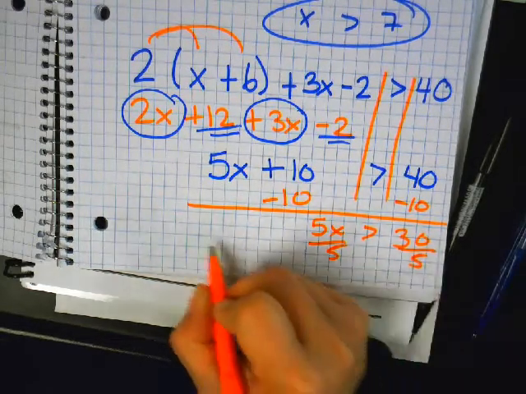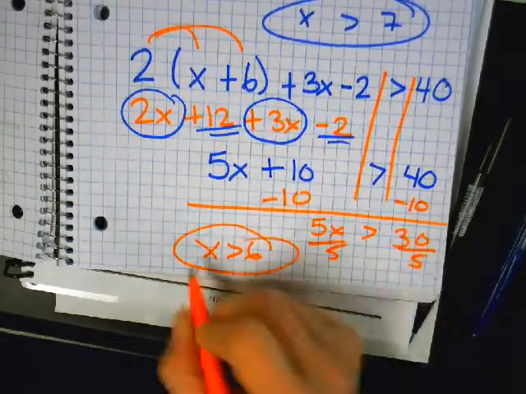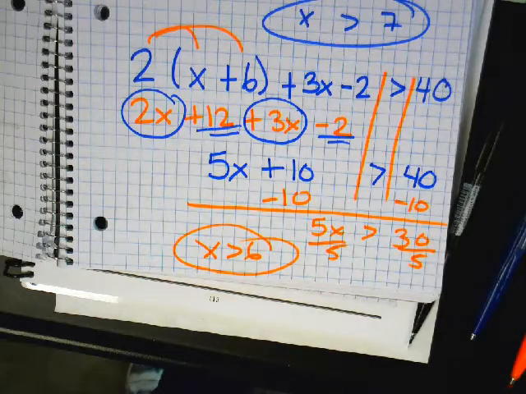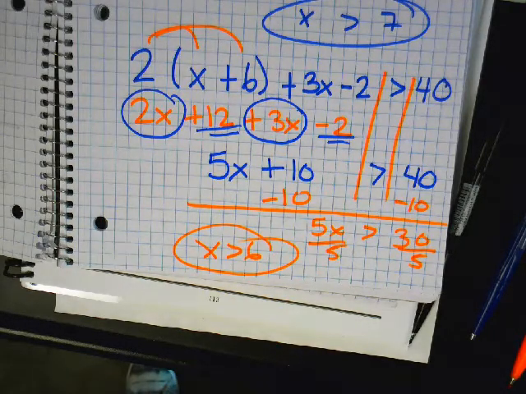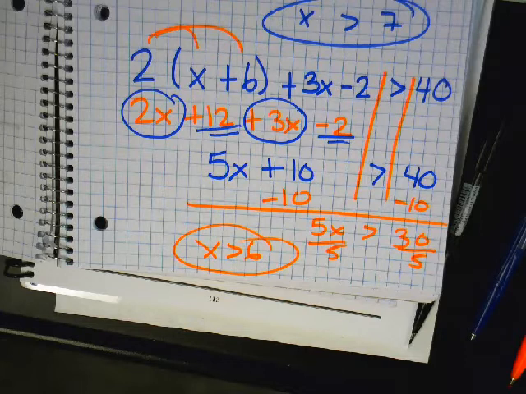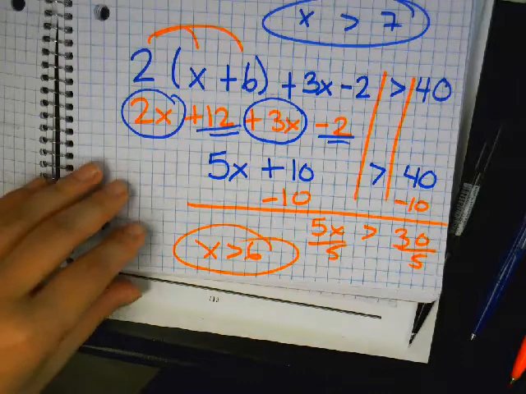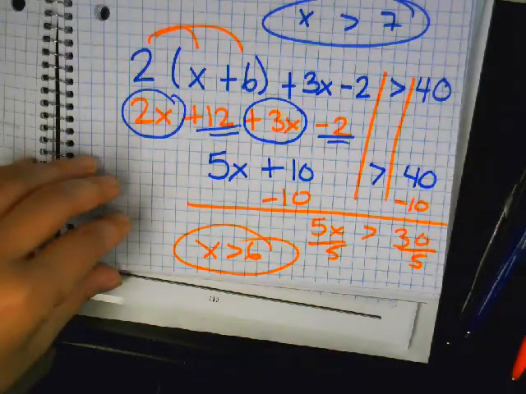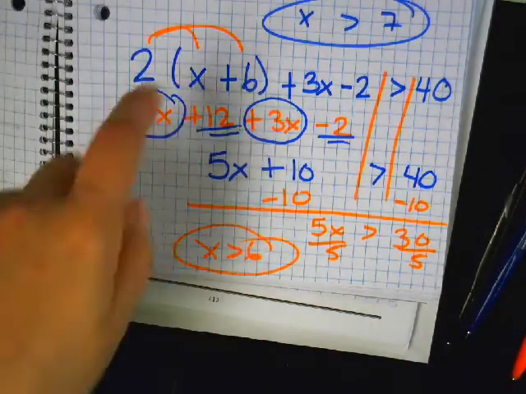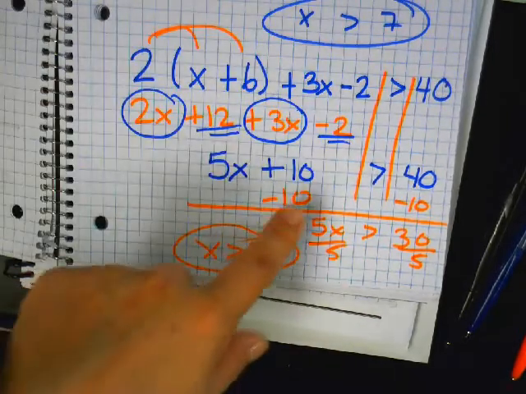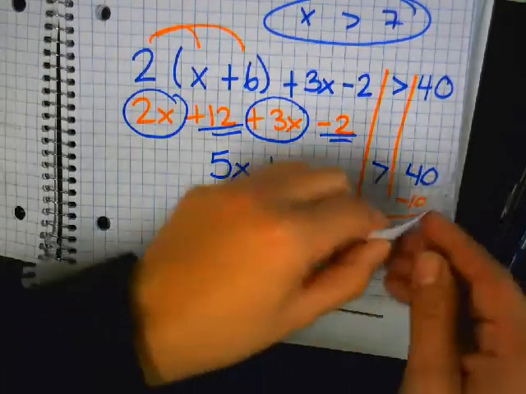X is greater than or equal to 6. No, it's greater than. Everyone was asking, what if it's a problem with variables on both sides? No, we're not there yet. She asked for one step more than this. I just asked for longer. I can't have you do both sides until you've mastered this. How many steps? Like 1, 2, 3, 4, 5. 5 steps.